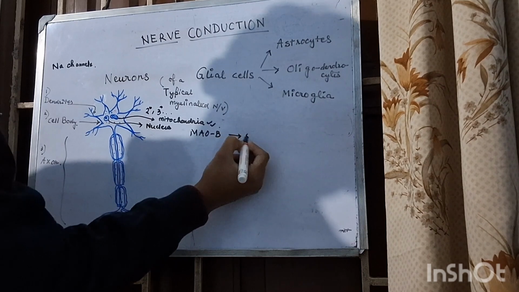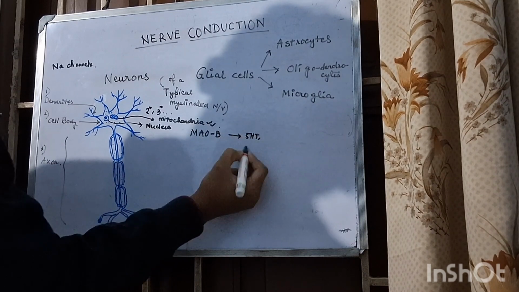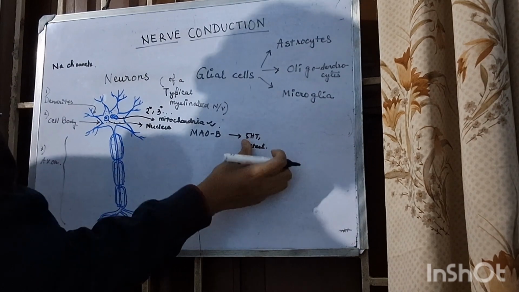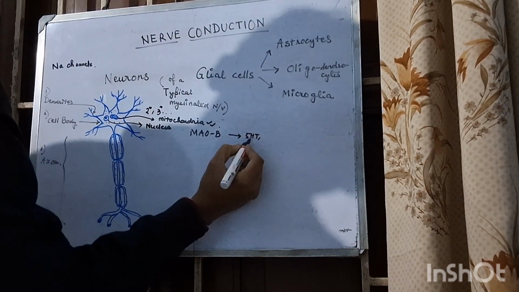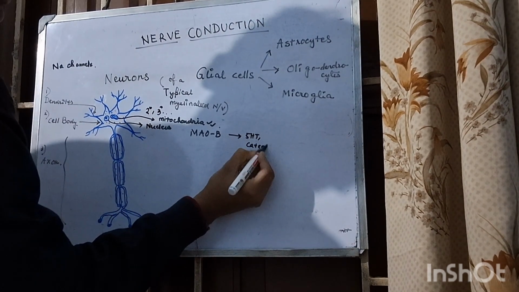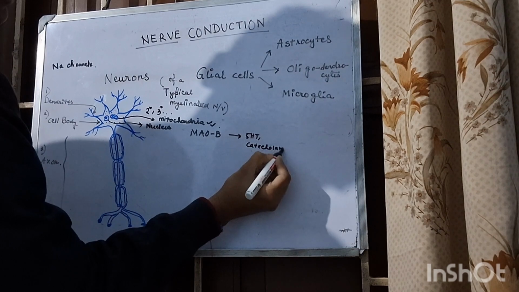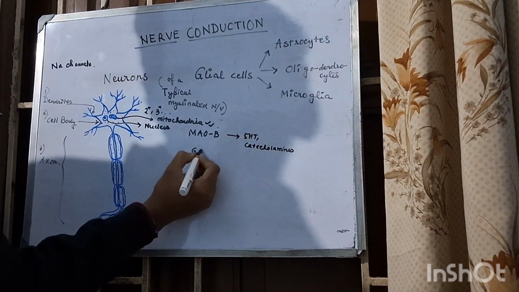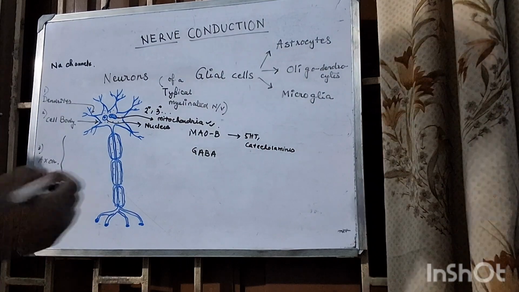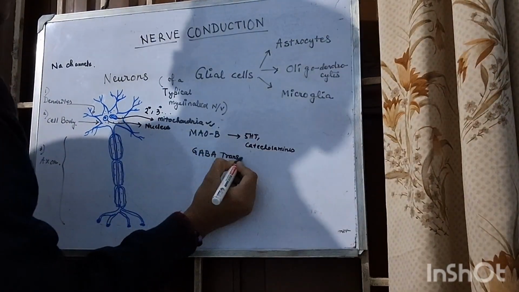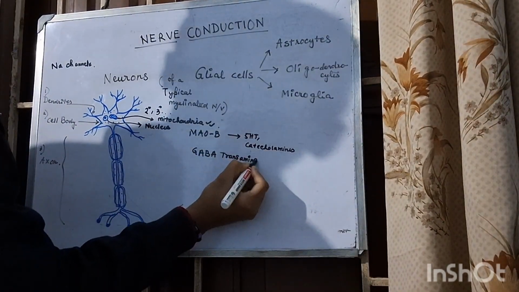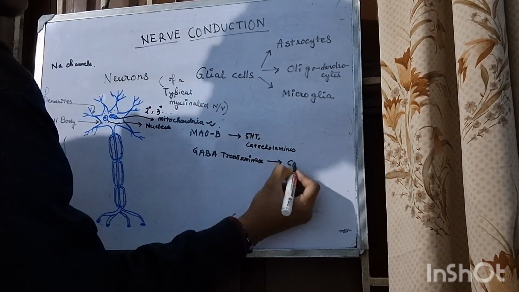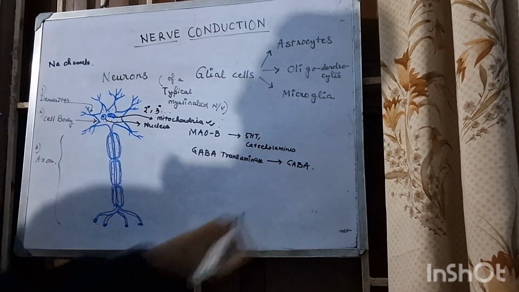The mitochondria also helps in secretion of certain enzymes which help in degrading or diminishing the quantity of certain neurotransmitters according to the need of the body. For example, what monoamine oxidase B does for 5-HT (serotonin) and catecholamines, and what GABA transaminase does for GABA. So as per the physiological needs of the body, these neurotransmitters are diminished well in time by the release of such enzymes in the mitochondria.